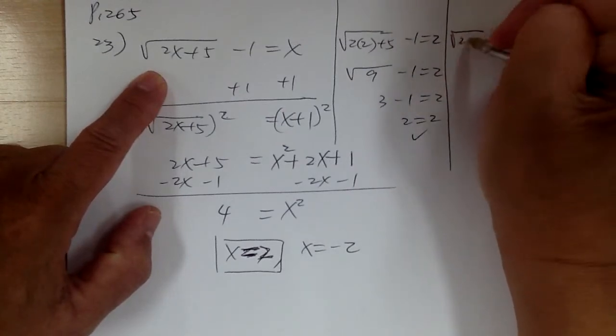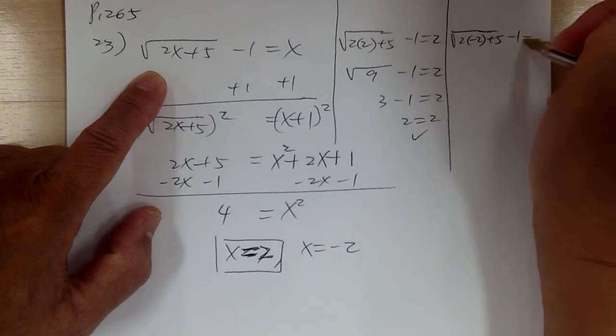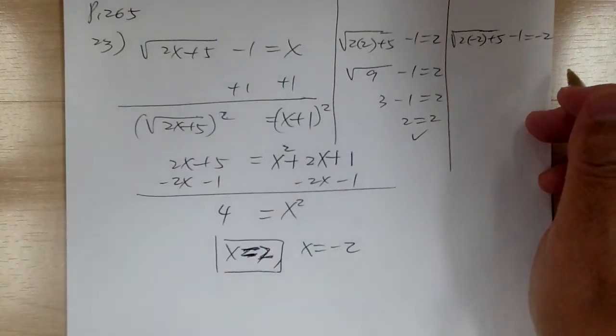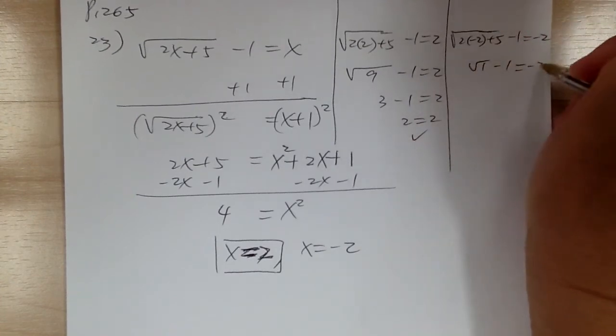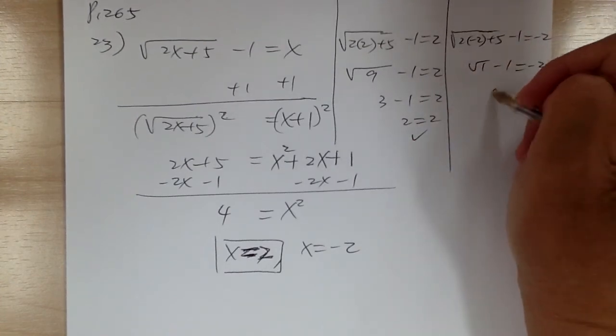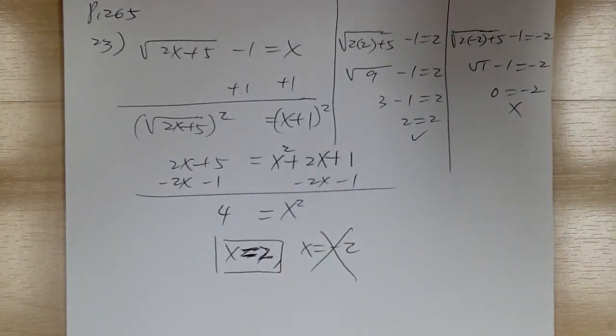So you got square root of 2 times negative 2 plus 5 minus 1 equal to negative 2. Okay, so over here, you're going to get square root of 1 minus 1 equal to negative 2. So you got 0 equal to negative 2. So this one does not work. Okay. Let's go to number 25.